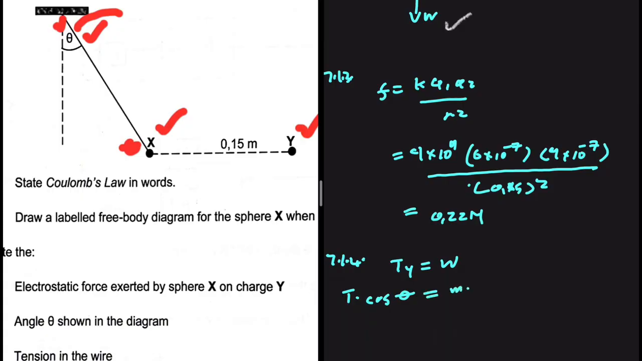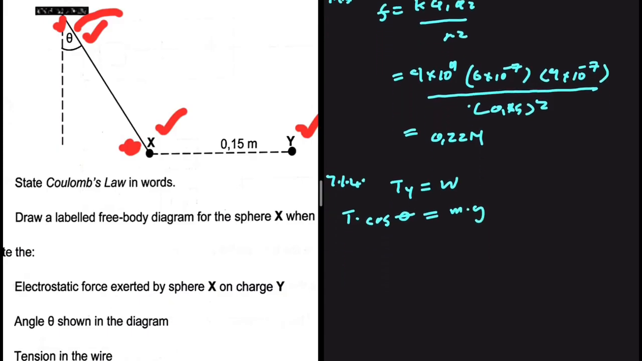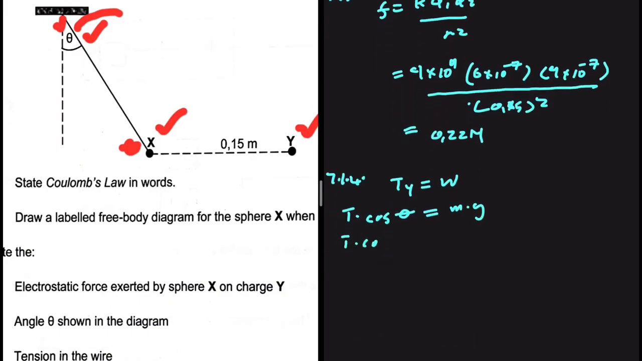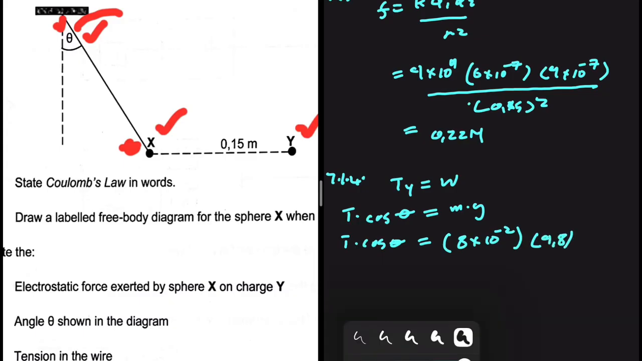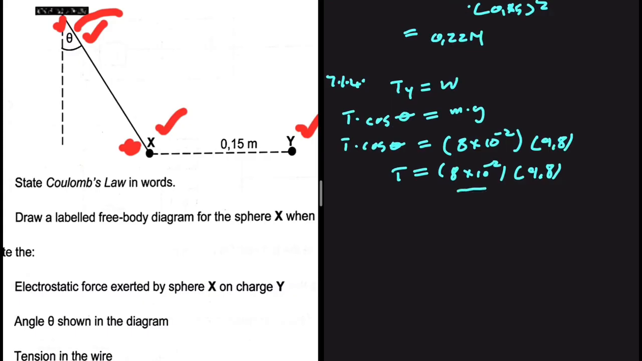The weight is the mass multiplied by the gravitational acceleration. So the tension multiplied by cos of theta will be equal to the mass, which is 8 times 10 to the minus 2, times g, which is 9.8. If we make the tension the subject of the formula, we get tension equals 8 times 10 to the minus 2 multiplied by 9.8, everything divided by cos of theta. As you can see, we have two variables here, the tension and theta. We need to set up another equation so that we can solve simultaneously. Let's go ahead and do that.